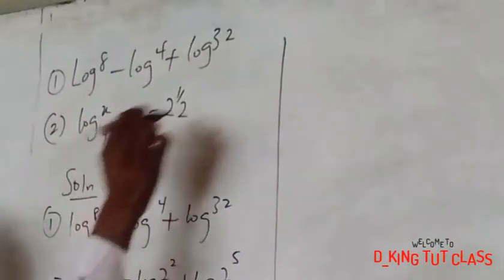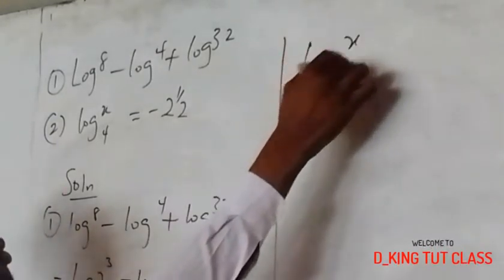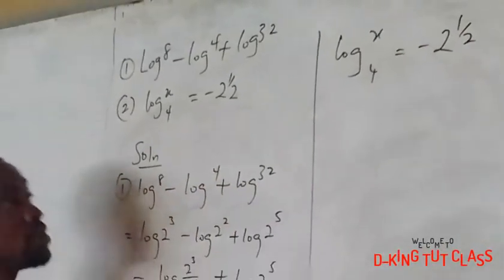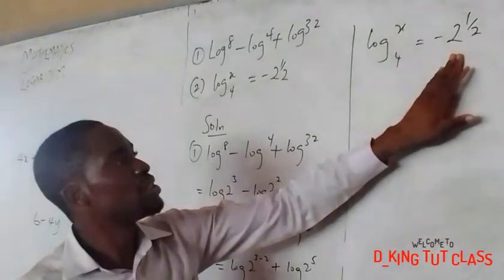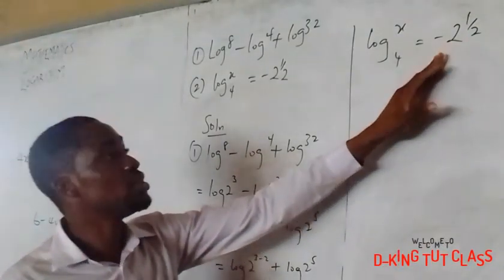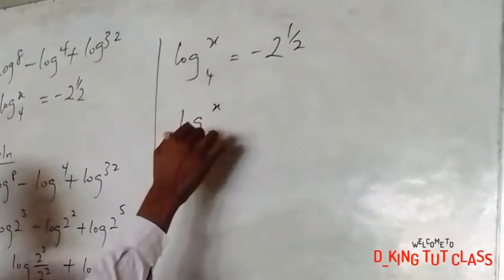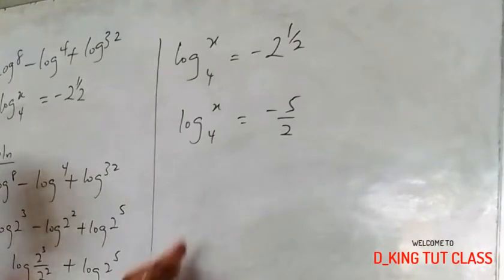Then for number 2, we have log x base 4 equals minus 2 1 over 2. Now, what will I do? The first thing I have to do is make this an improper fraction to make the equation easier. So that becomes log x base 4 equals minus 5 over 2 when I convert to improper fraction.